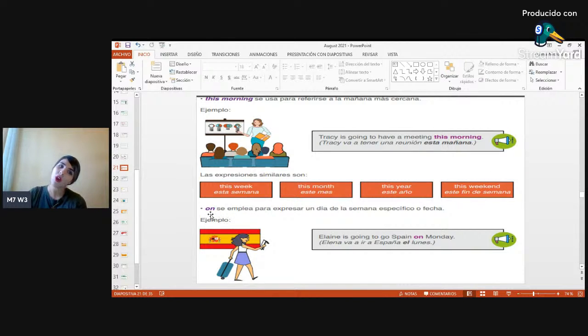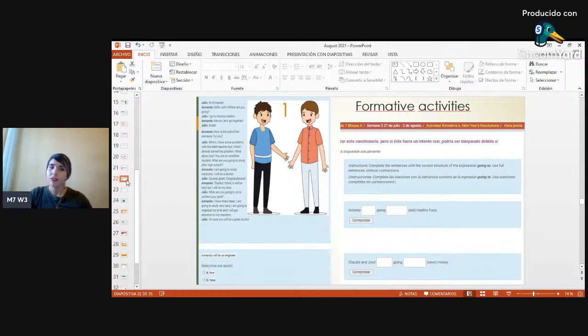And also we have on. On we use it to express a specific date. So Elaine is going to Spain on Monday. Okay, we have the day of the week there. In the formative activities, we're going to start with the first one that is like, there is a conversation.